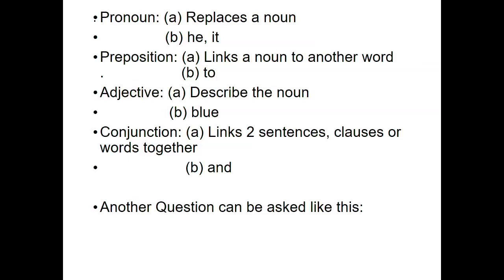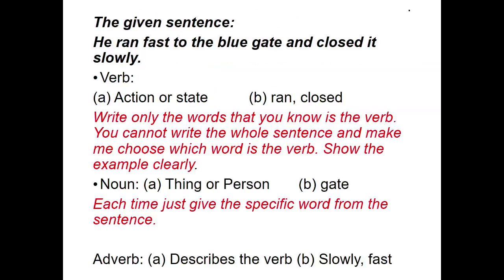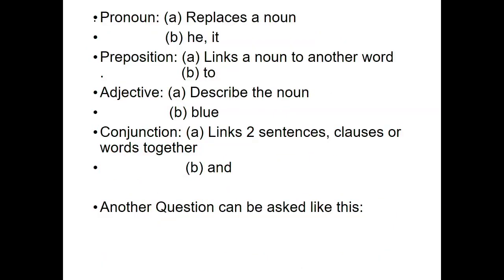A conjunction links two sentences or clauses together, and two things have been done. Go back to the sentence. He ran to the blue gate. First sentence. Closed it slowly. Second sentence. And is the one linking them together.